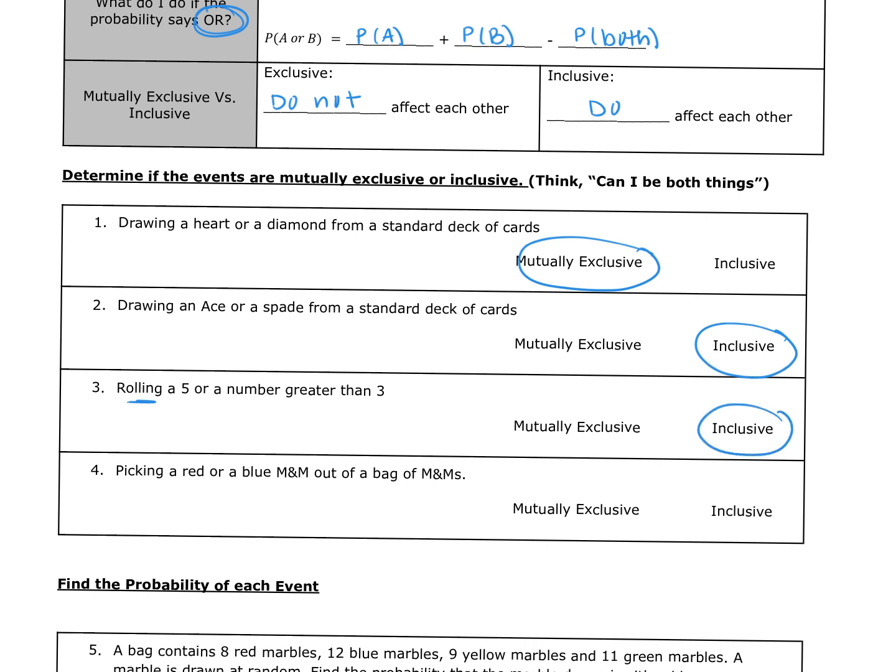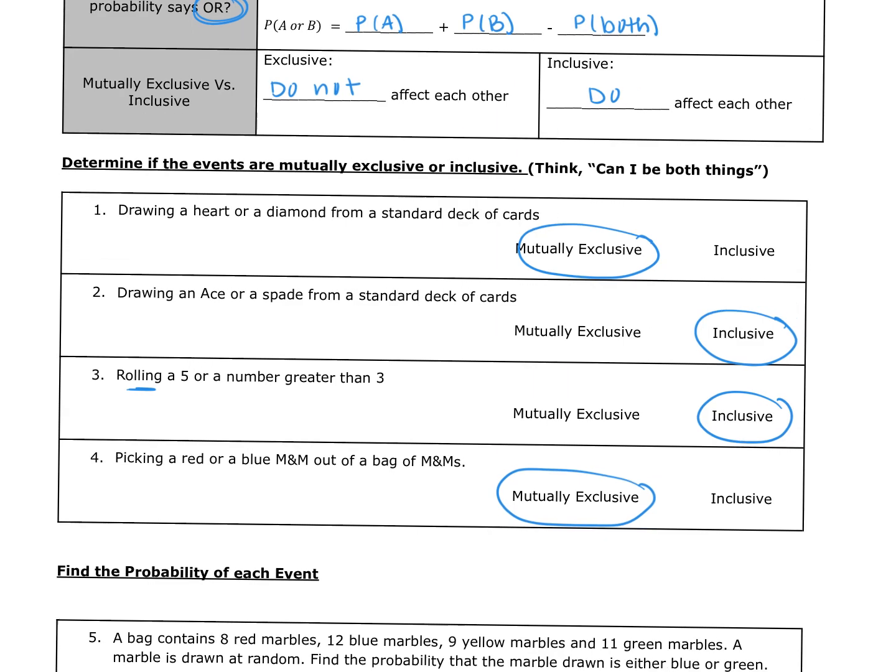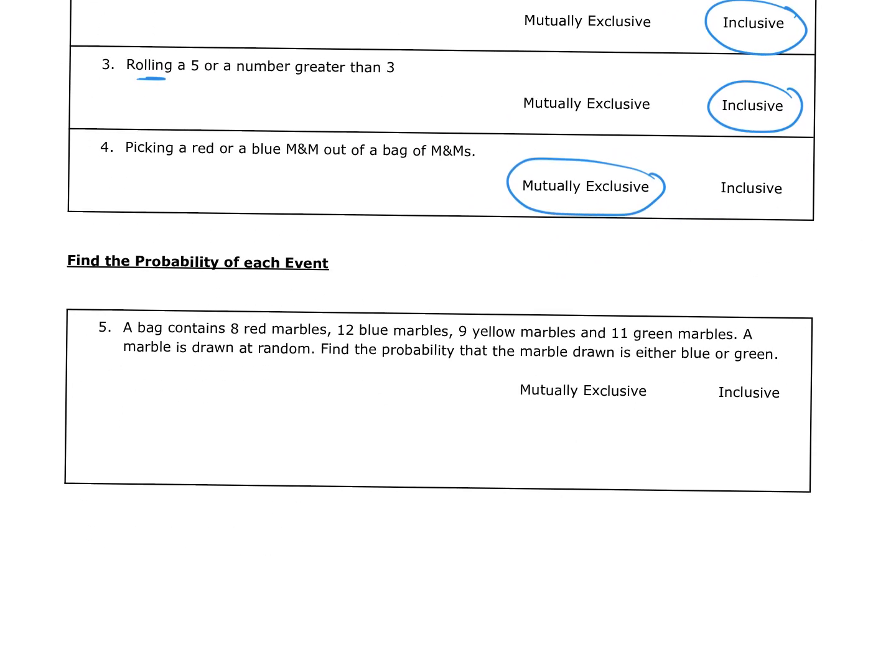Okay, and the last one, picking a red or a blue M&M out of a bag of M&Ms. Okay, so when I'm picking a red or a blue M&M, I'm thinking, can I be red and blue at the same time? Well, you can't. So that's going to be mutually exclusive because either you're a red M&M or you're a blue M&M, but you can't be both. Okay, so let's try some of these in word problems.